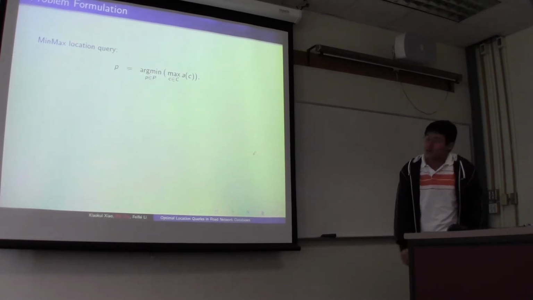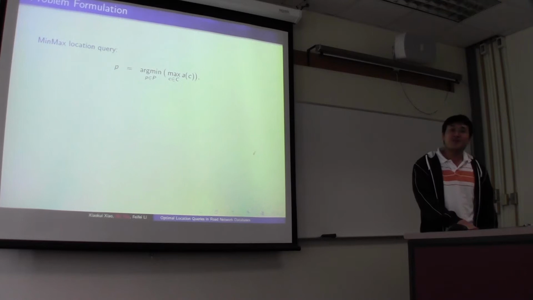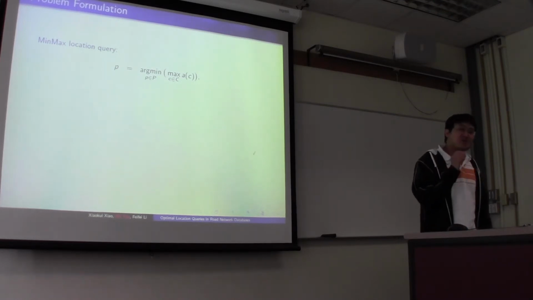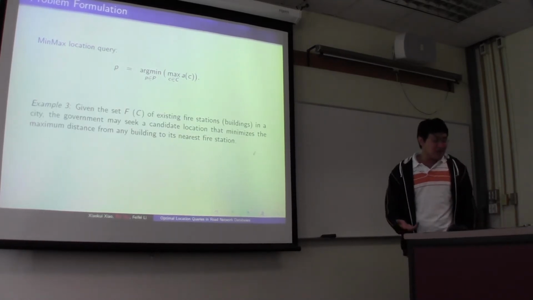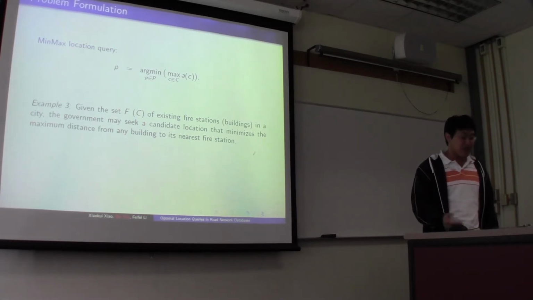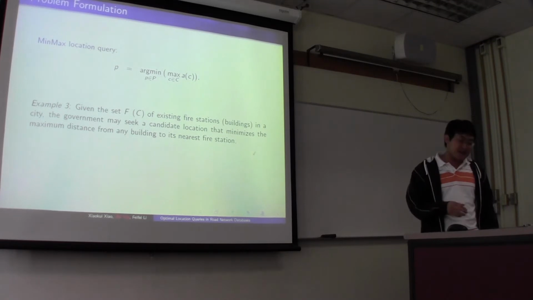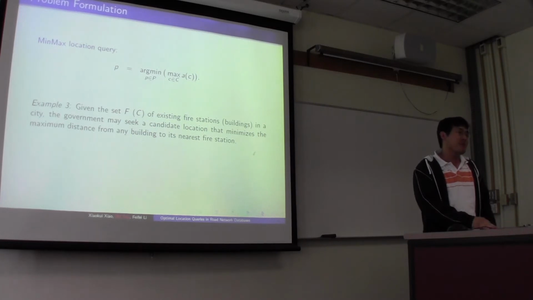The third variant is called a min-max location query. It asks for a location to minimize the maximum attractor distance in the client set. For example, given a set of existing fire stations and buildings in a city, the government may seek a candidate location that minimizes the maximum distance from any building to its nearest fire station.